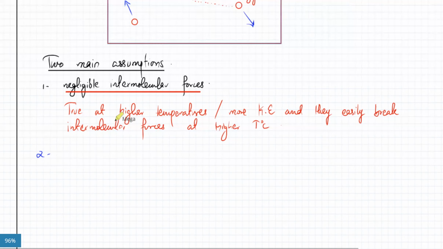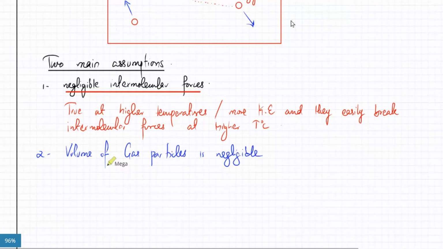Now the second point, of the two main assumptions they're going to ask you about, is that the volume of the gas particles is negligible compared to the total volume that is occupied by the gas.